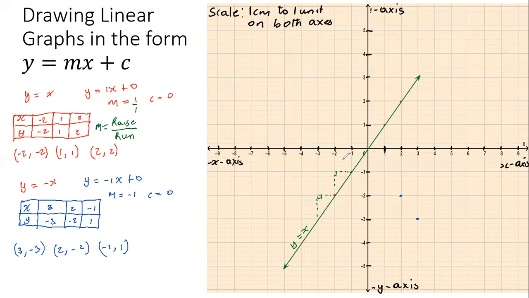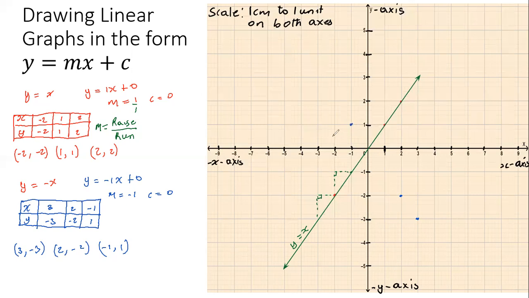Then the next point now is -1, 1. So we go back to the origin. The x component is negative, so we're going 1 unit to the left. And the y component is positive, so we're going to go 1 up. So it takes us right here. So those are the 3 points.